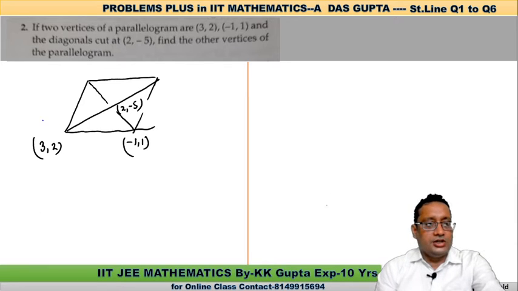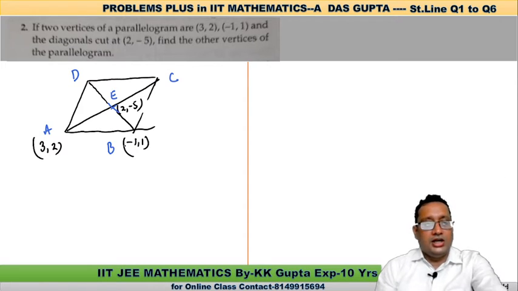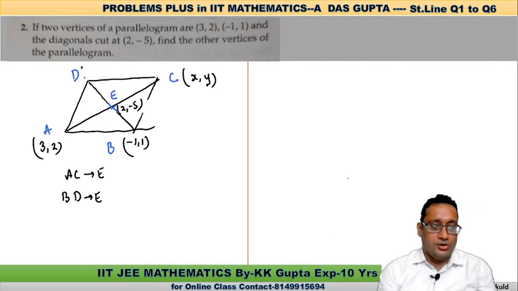Considering the vertices as A, B, C, D, and they intersect at E. Now I will use the midpoint formula. The midpoint of AC is E and the midpoint of BD is E. So let's consider C as (x, y), and D as (x1, y1).